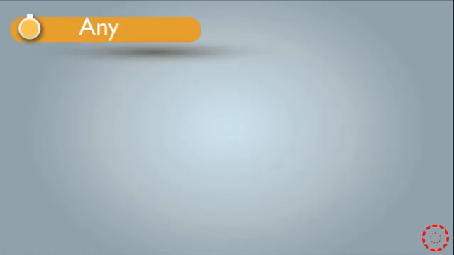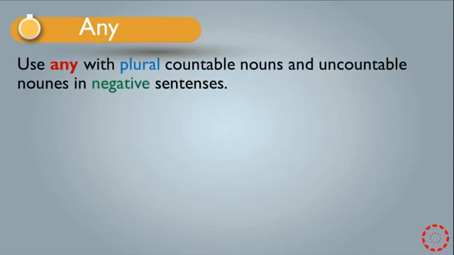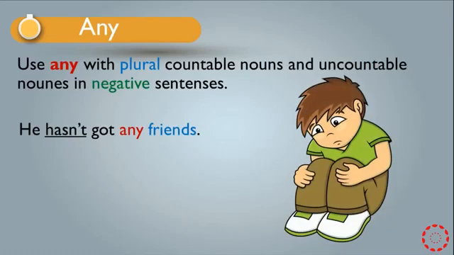Let's talk about any. Use any with plural countable nouns and uncountable nouns in negative sentences. We mean that we use any with plural countable nouns and uncountable nouns, but that sentence must be negative. For example, he hasn't got any friends.